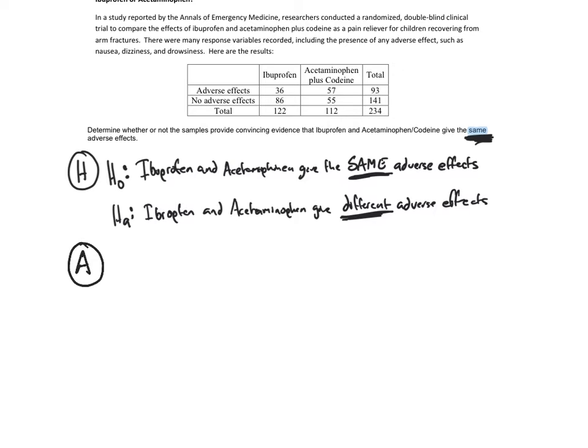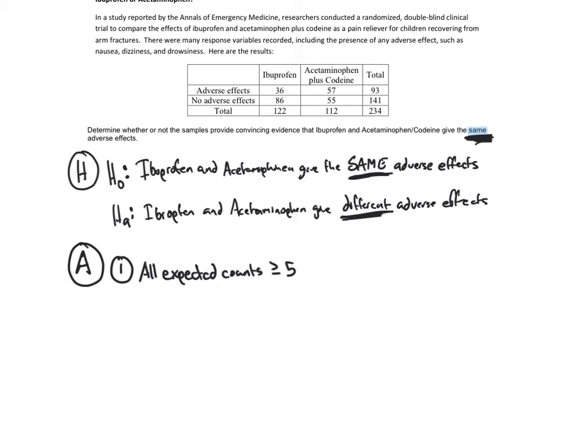Okay, assumptions and checks. There are always three assumptions and checks we do: shape check, random check, independent check. Number one, shape check. In order to do a chi-squared test, this is the same one that we use for goodness of fit, it will work here as well. We need to make sure that all expected counts are greater than or equal to 5.